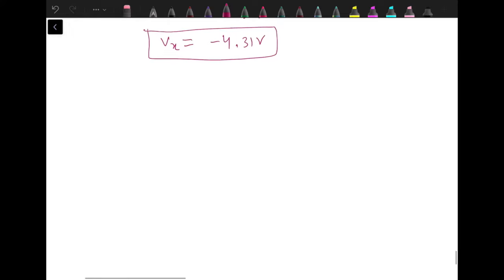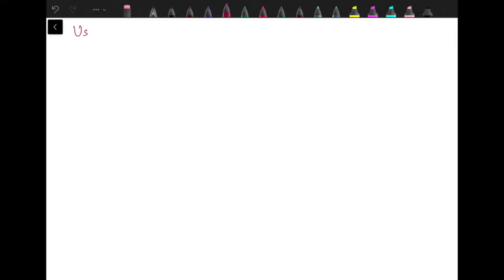Now I'm considering another problem where we have a dependent source in the circuit. The question is, use nodal analysis to determine current I in the network. Now what is the network?